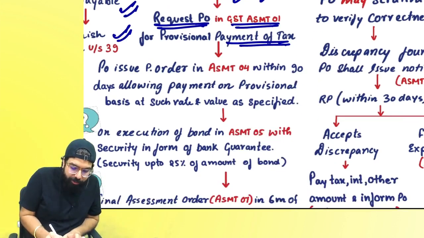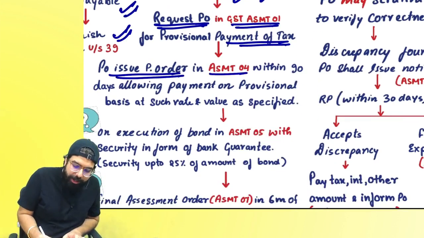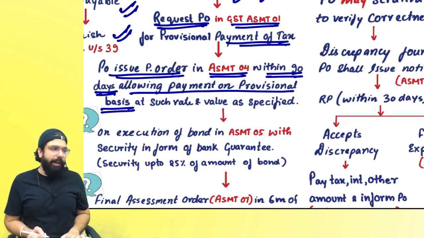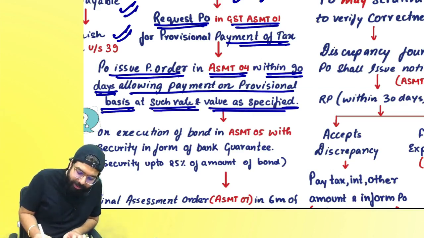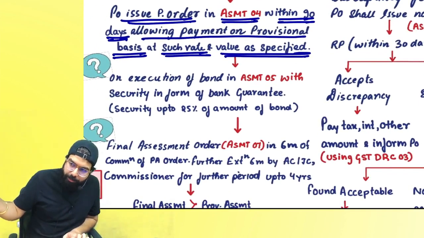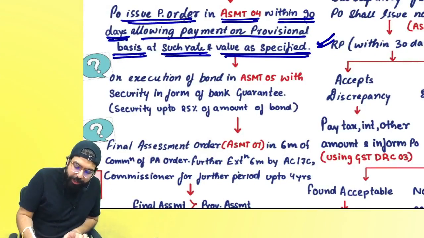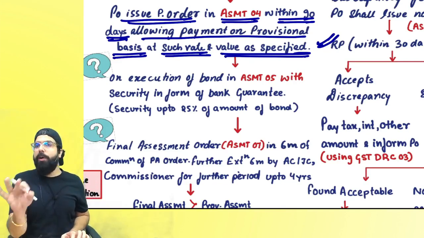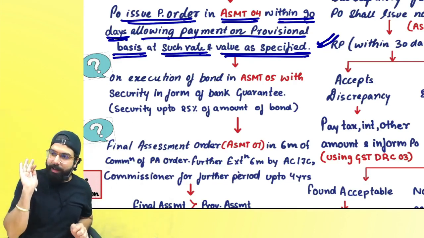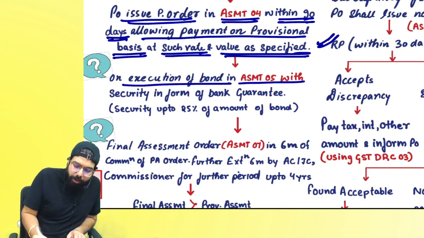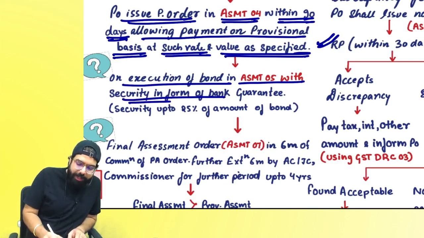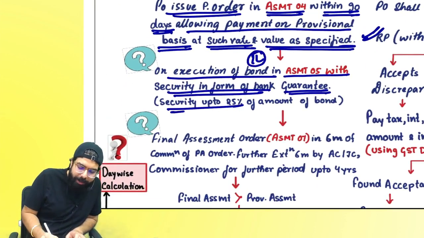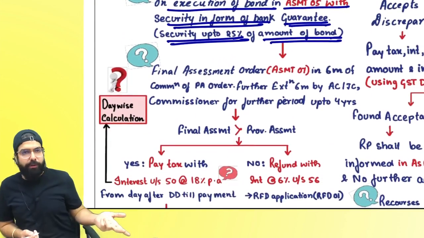Now the PO will go ahead and issue the provisional assessment order in ASMT 04 within 90 days, allowing you to make provisional payment of tax at such rate and such value as may be specified in the assessment order. He will also tell you while issuing ASMT 04 that you have to execute a bond of this much amount, along with that a bank guarantee has to be given. On execution of bond in ASMT 05, he will tell you to give bank guarantee. Always remember, if the bond is for 1 lakh, bank guarantee will be 25% of the amount of bond, which is 25,000 rupees.